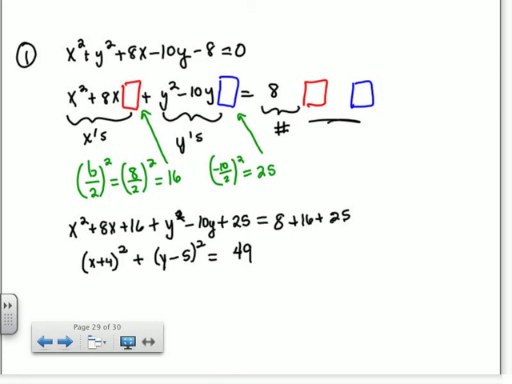So what is it? What circle? Your center of your circle is negative 4, 5. Your radius is 7. Okay. You could have used your chart. You saw that A was 1 and C was 1. So the number in front of x squared was 1. The number in front of y squared was 1. Since they were the same thing and the same sign, it's a circle.